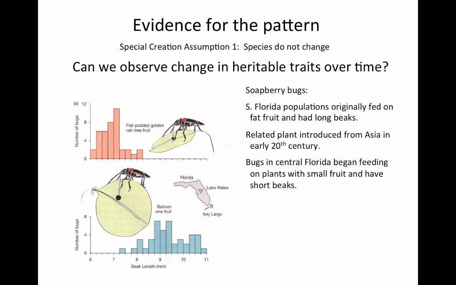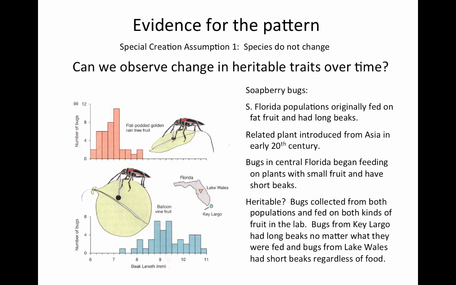So we've got a story that these populations of soapberry bugs in the southern part of Florida that feed on the fat fruits have long beaks. The ones in central Florida that feed on the flat fruits have short beaks. But have we really identified a change over time in a heritable trait? As you know from the video on soapberry bugs, scientists have done reciprocal transplant experiments where they've taken bugs from both populations, raised their eggs on both kinds of fruit to see whether the length of their beak depended on which population they were from, or if it depended on which fruit they fed on. And it turned out that they depended solely on which population they came from.